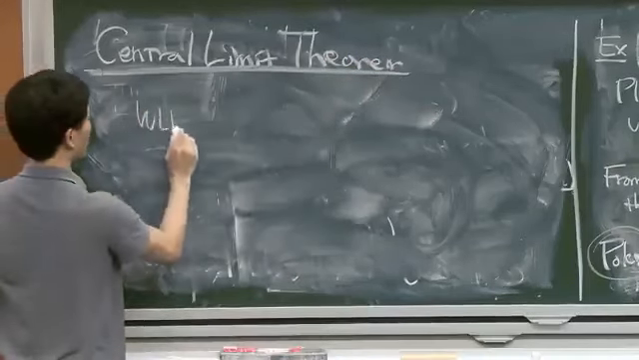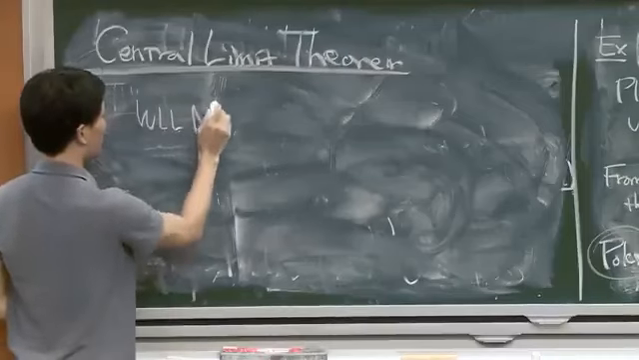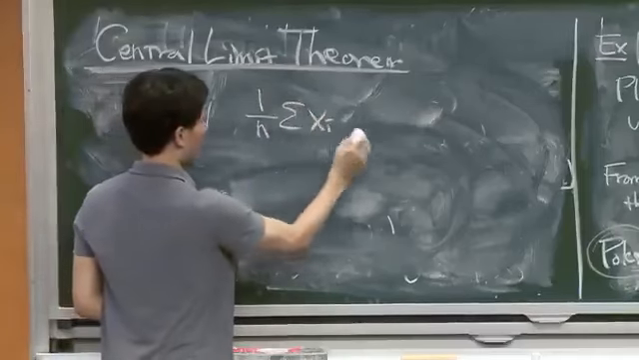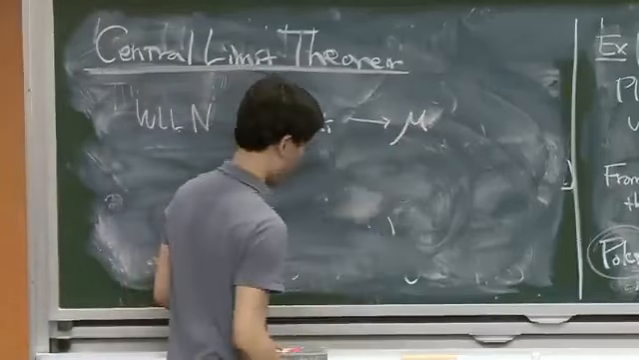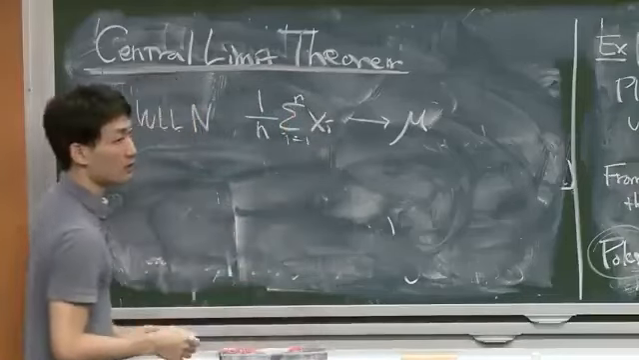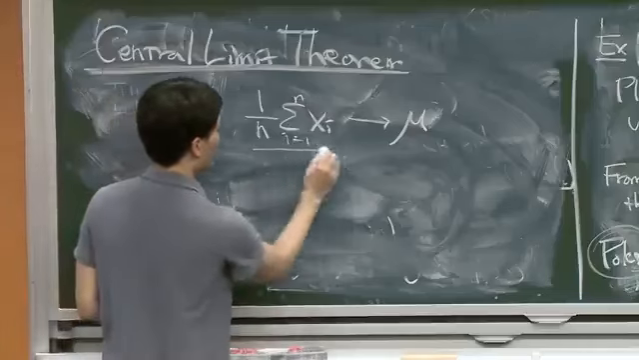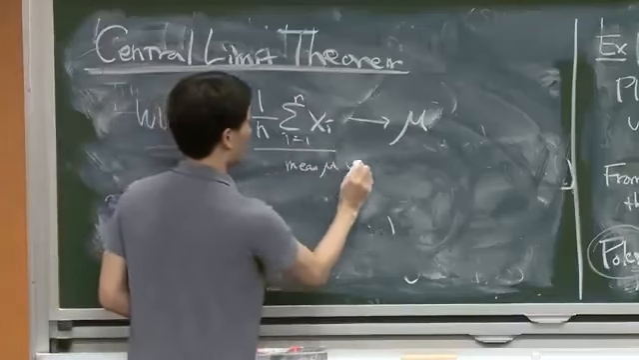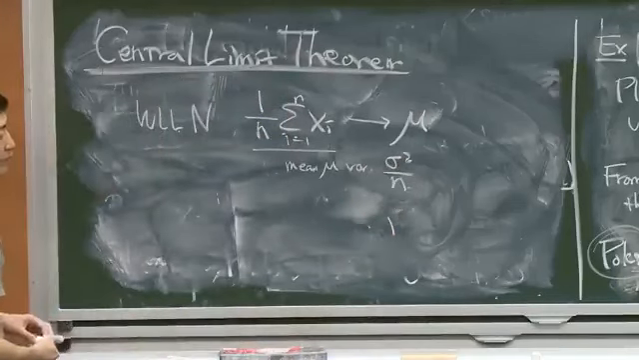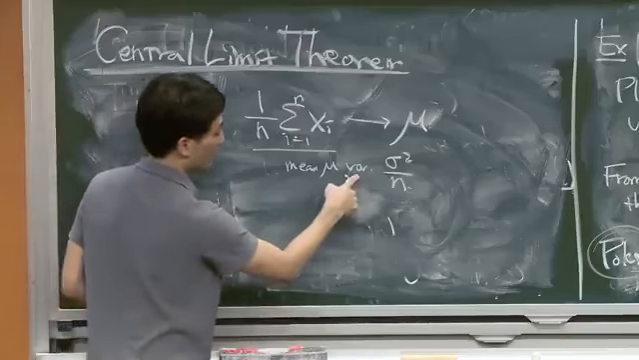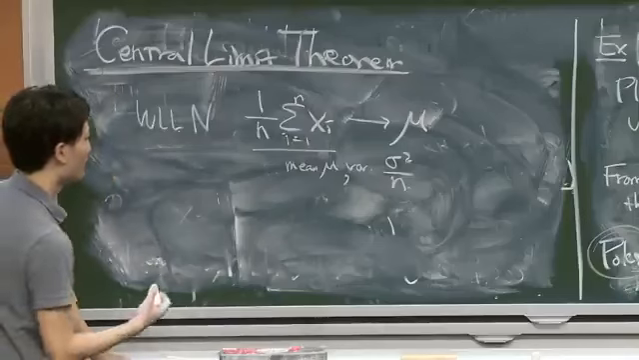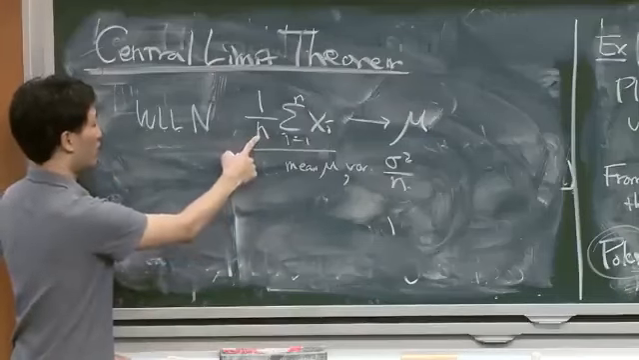So weak law of large numbers said that if you have IID random variables, 1 over n times sum over xi's converges to mu, the mean, in some weak sense. And the reason it happened was because this had mean mu and variance sigma square over n. Right? And we exploited the fact that variance vanishes to get this. So the question is, what happens if you replace 1 over n by 1 over square root n?